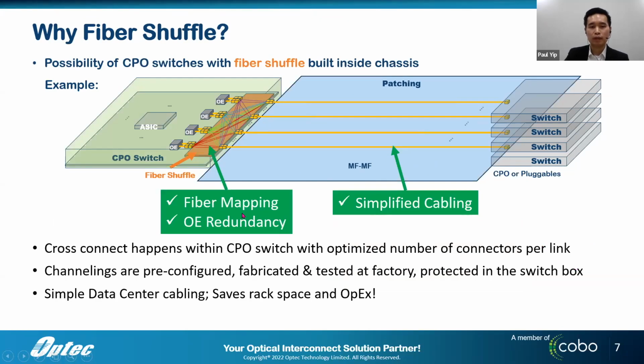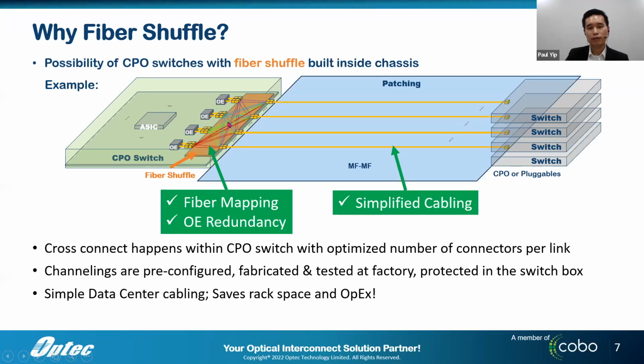The fiber shuffle basically rearranges these fibers so that they connect to the OE inside, and then go out from the faceplate I/O. Mainly it can facilitate two things: one is fiber mapping, the other is OE redundancy. After this, we can see much more simplified cabling in the data center, and it can go directly into the next level switch.